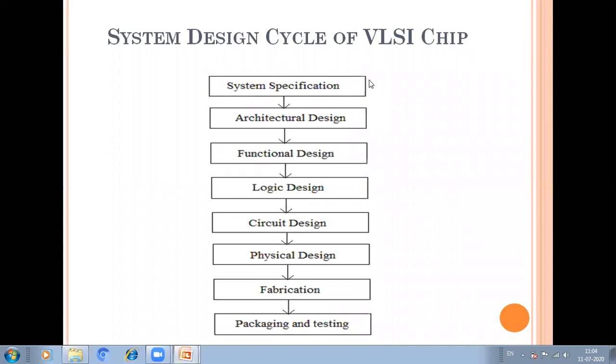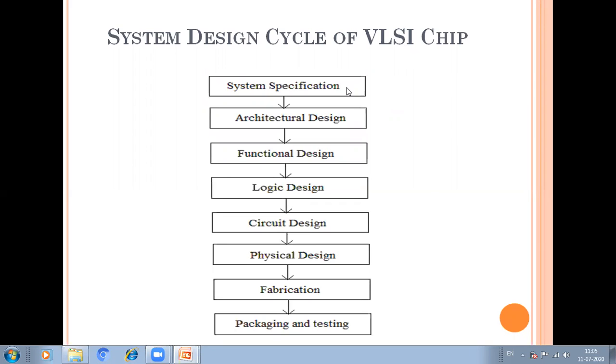Whenever we have to design any process, the first step is always the system specification. What is your product? Suppose you have to manufacture a particular chip for performing a particular functionality. Suppose you are implementing a 4-bit full adder circuit. Then you have to decide what the components are and what the inputs and outputs are. According to all this, you collect the system specification.